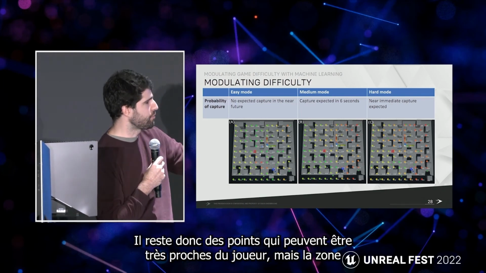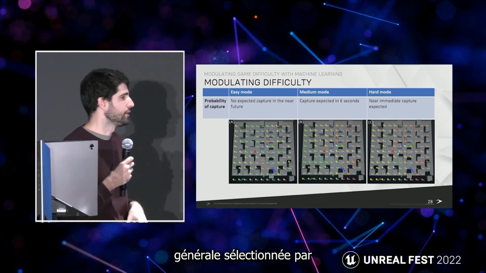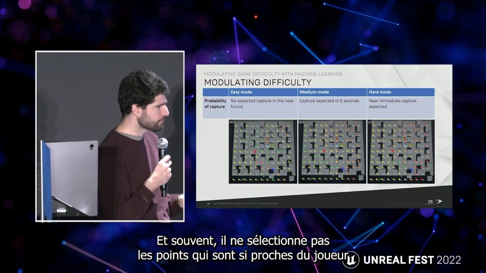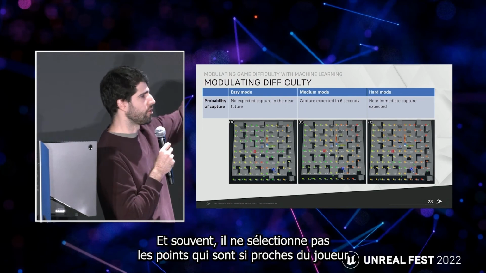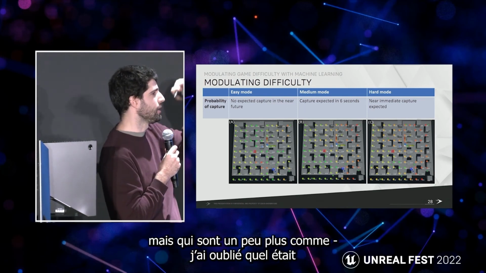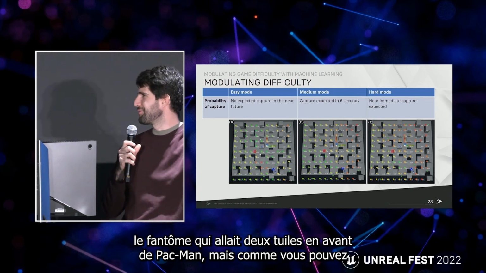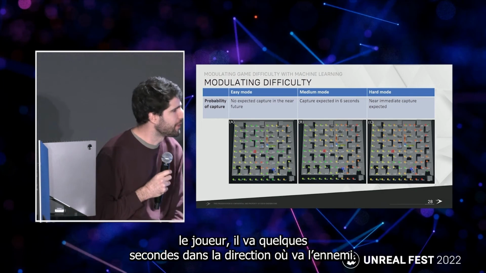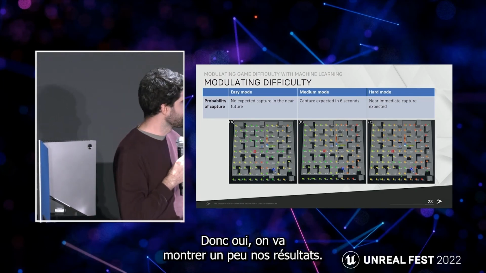So it still has points that can be very close to the player, but the general area that the machine learning model selects is a bit wider, and often it doesn't select points that are so close to the player. It's a bit like, I forgot which ghost it was that went 2 tiles ahead of Pac-Man. You can imagine that instead of going directly to the player, it's going a couple of seconds in the direction where the player is going.